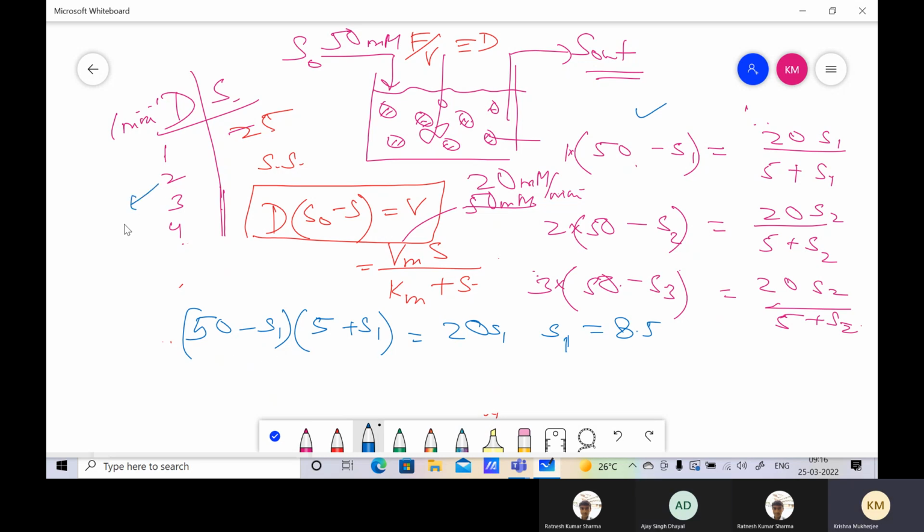What about S2? S2 will be (50 minus S2) into (5 plus S2) is equal to, now divided by 2, so that's 10 S2. What do you think you will get? And what will S2 be equal to?